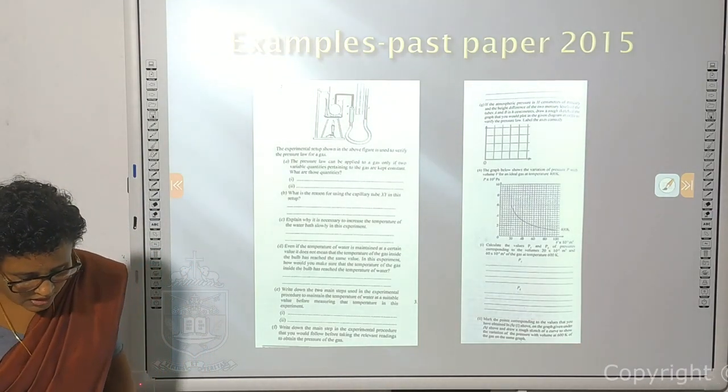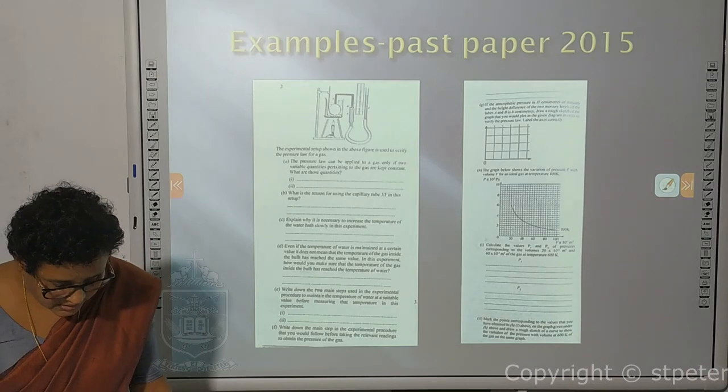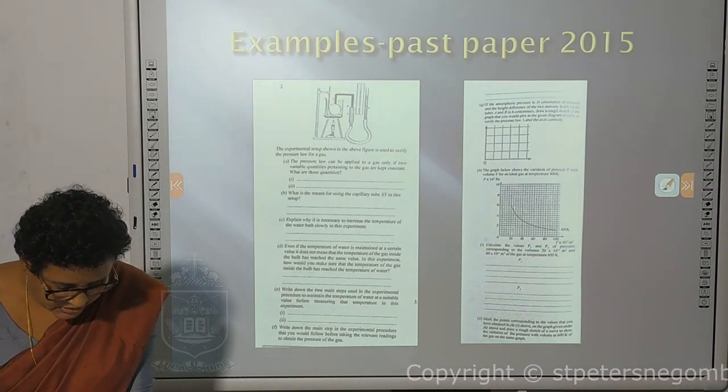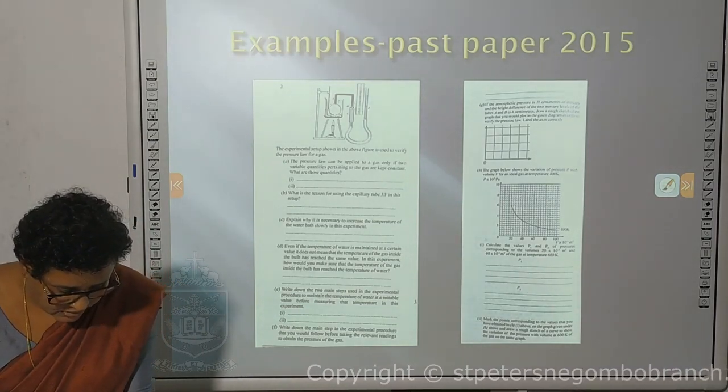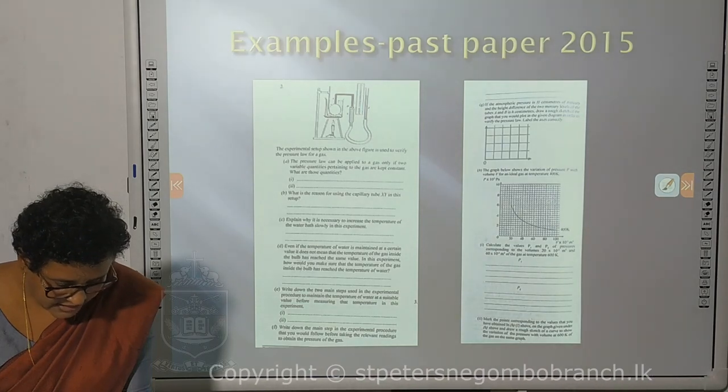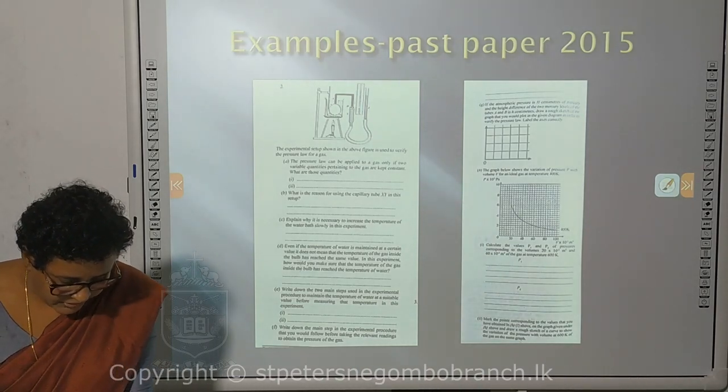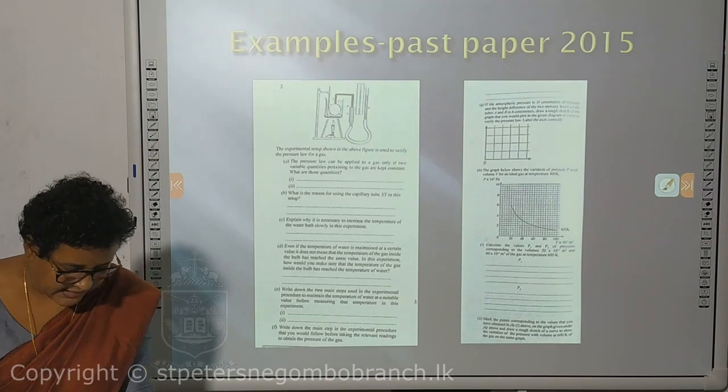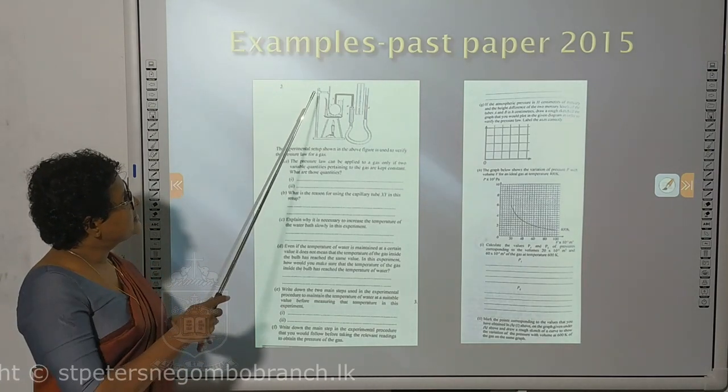Then go to the next one. Write down the two main steps used in the experiment procedure to maintain the temperature of water at a suitable value before measuring the temperature in this experiment. So there is a stirrer.